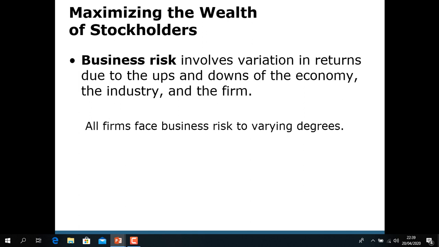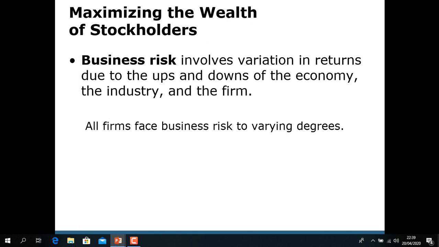How about business risk? Business risk involves variation in returns due to the ups and downs of the economic situation, the industry, and the firms. All firms or companies face business risk to varying degrees, which is associated with the overall operation of a business entity. These are things that impair its ability to provide investors and stakeholders with adequate returns.